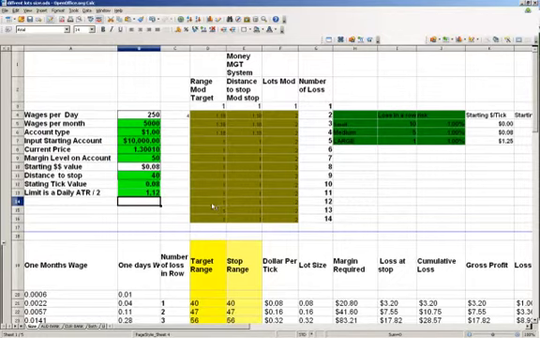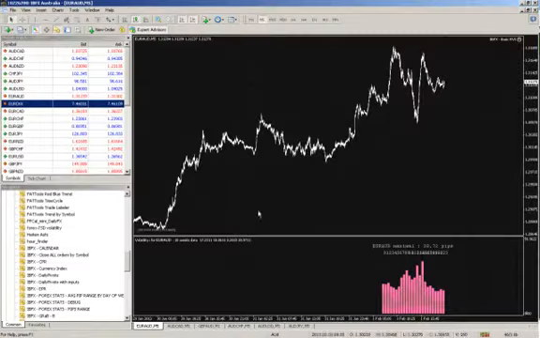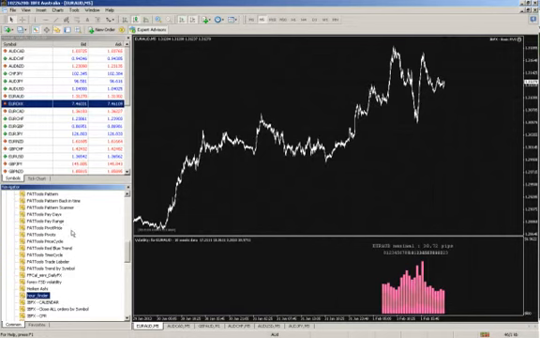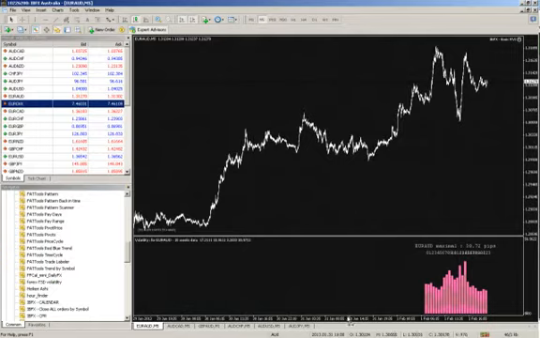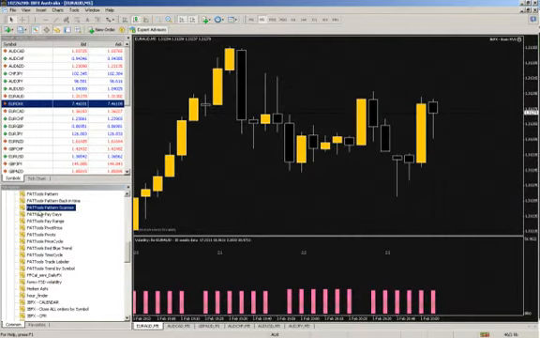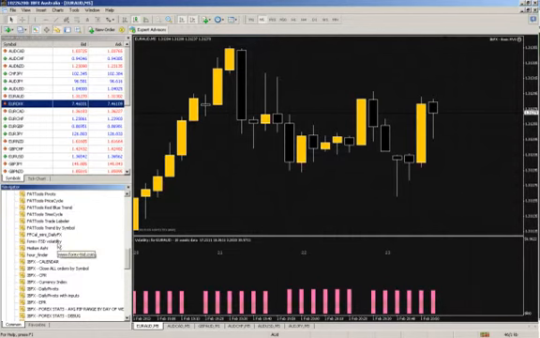Now, the distance to stop is calculated off of a different tool. You can use your Fat Tools paid range, which is the average distance between support and resistance. I think I have it colored to a black one. So let's pull this up right here. It's got a black background on it. I think that's what I have it defaulted to.